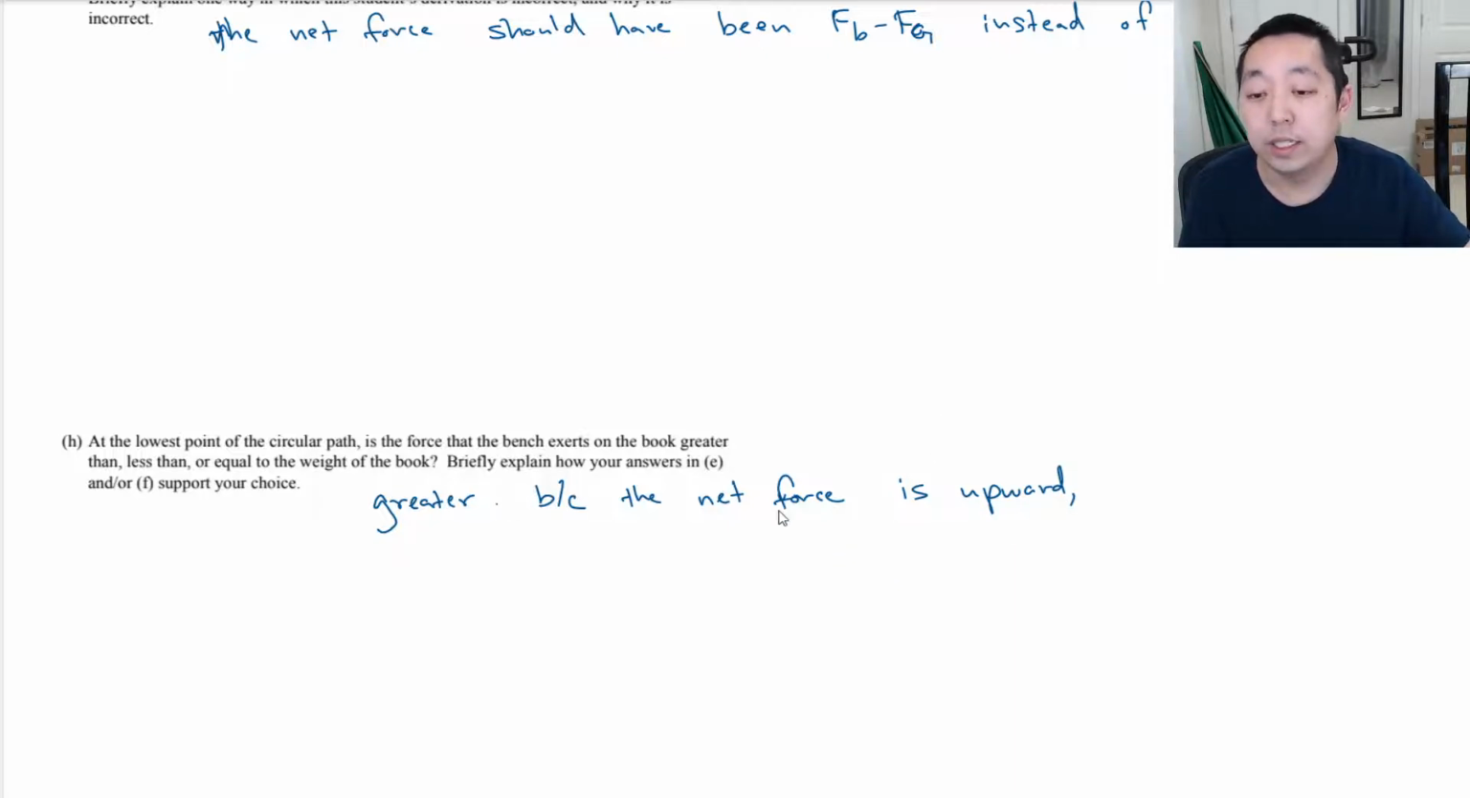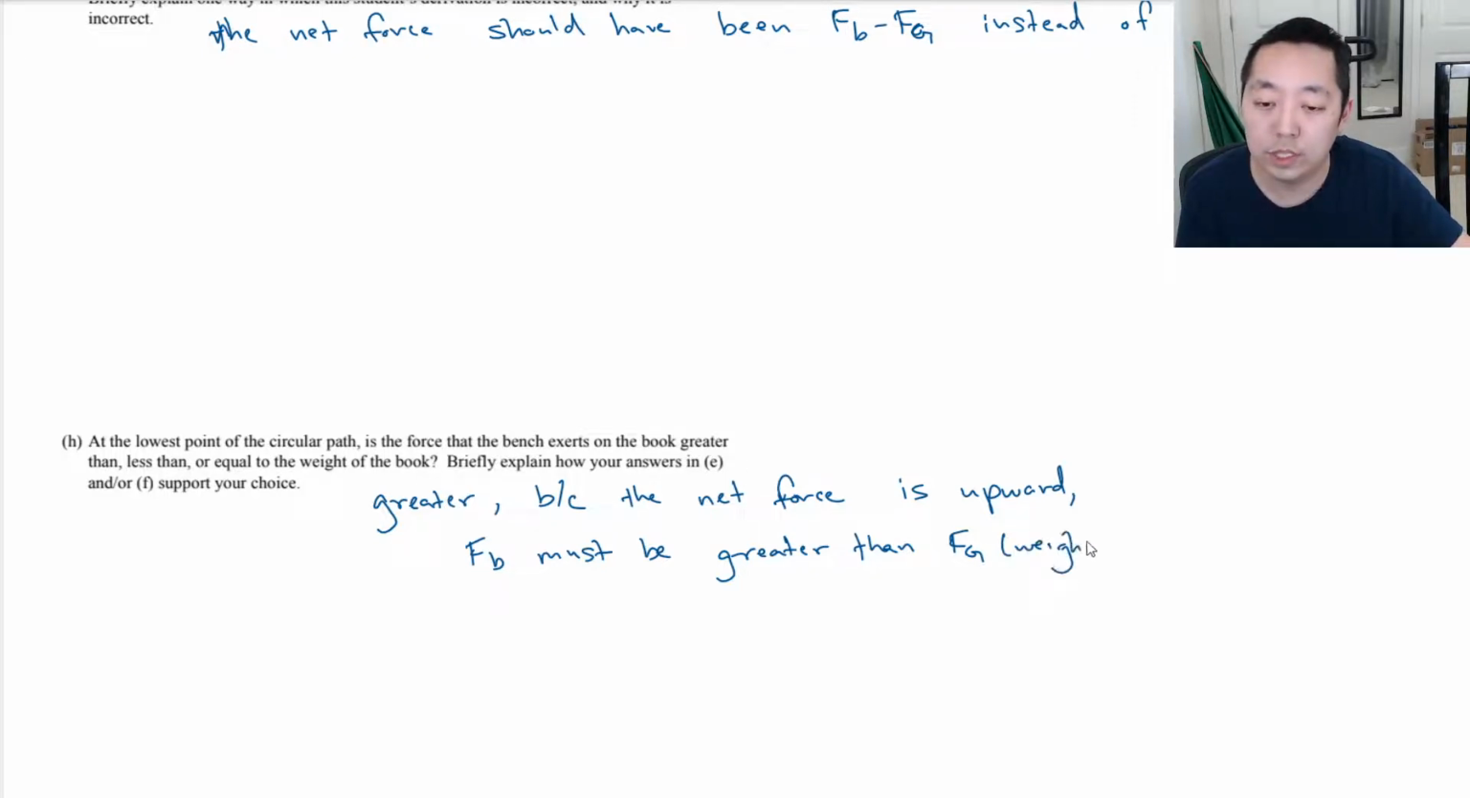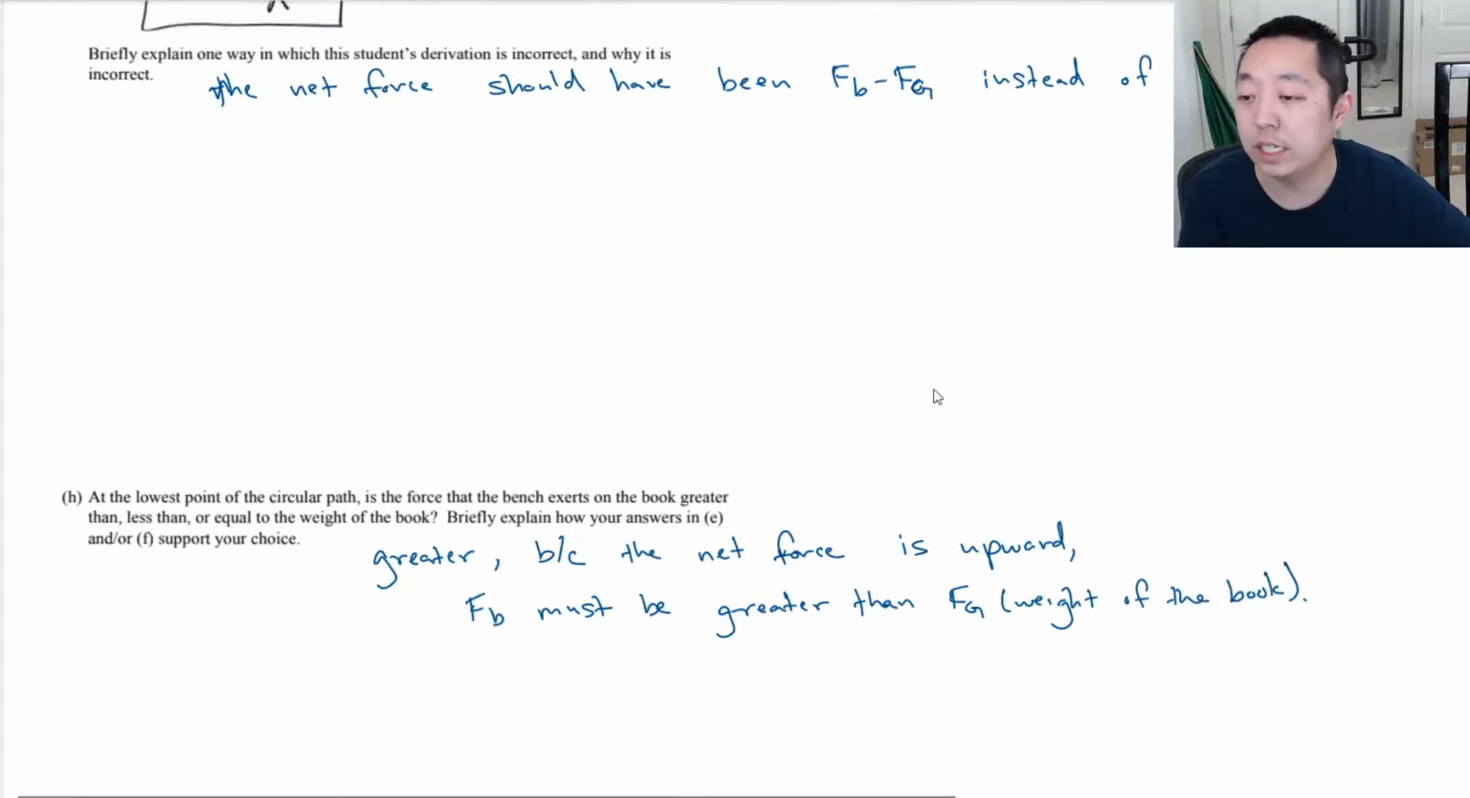Greater. Because the net force is upward, FB must be greater than FG, or you could say mg, the force of gravity, the weight of the book. FG is the weight of the book. Briefly explain how your answers in E and F support your choice.